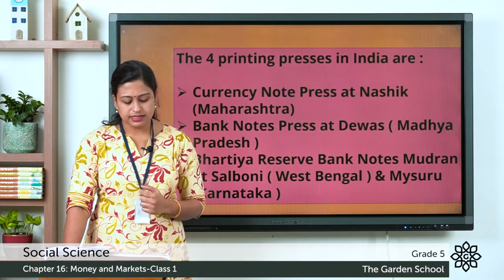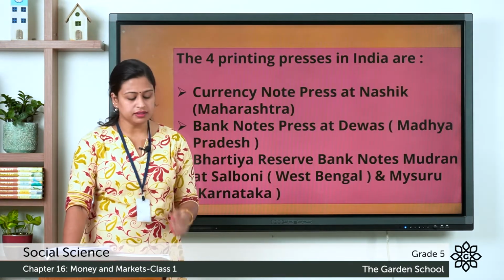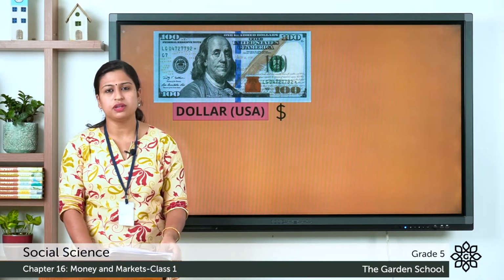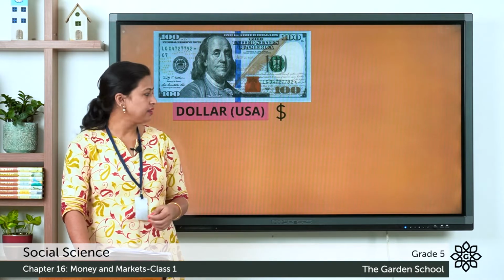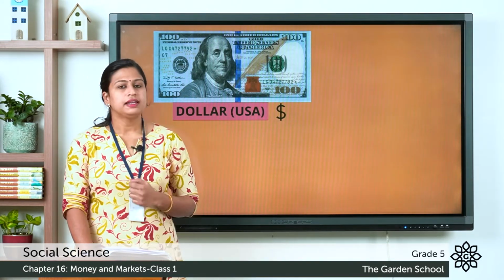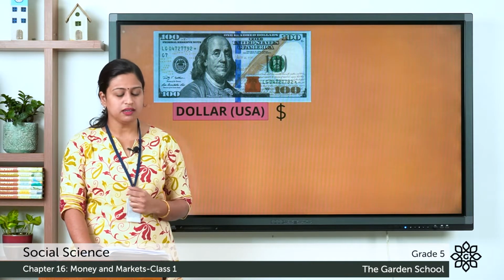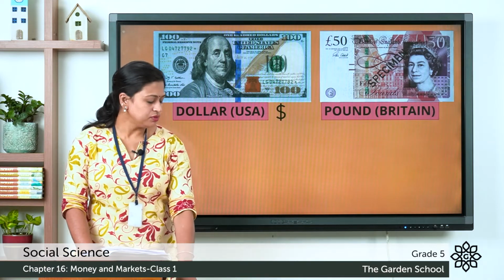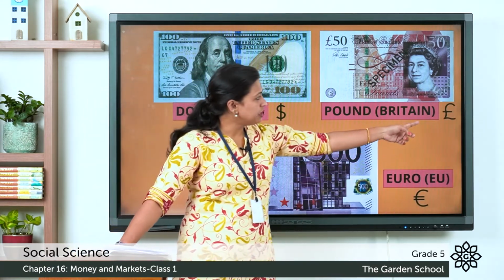Now let's discuss the currencies of some other countries. So here you can see the currency note of USA, that is United States of America, and this is the symbol and the name of the currency is dollar. Next one, you can see the currency of Britain. The name of the currency is pound, and this is the symbol here.